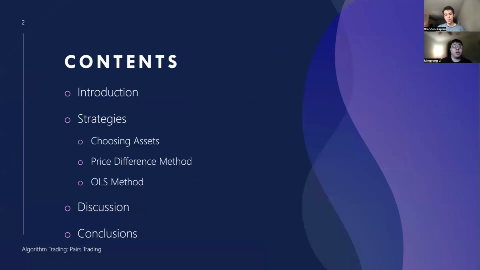Here is the outline for our presentation. First of all, we'll talk about what pairs trading is. Next, we will show how we chose our assets and talk about our two algorithms for this project, and have a discussion and a detailed conclusion for the whole thing.